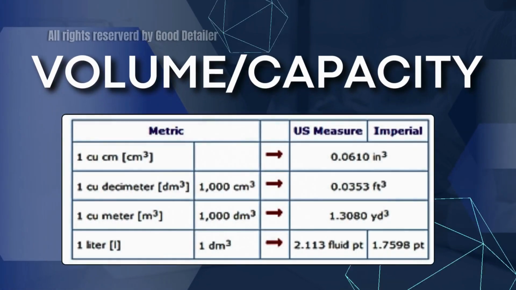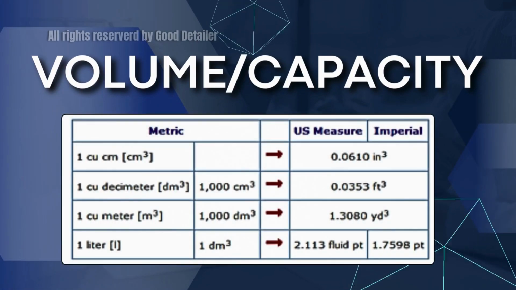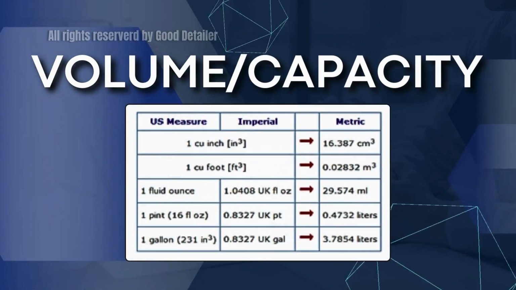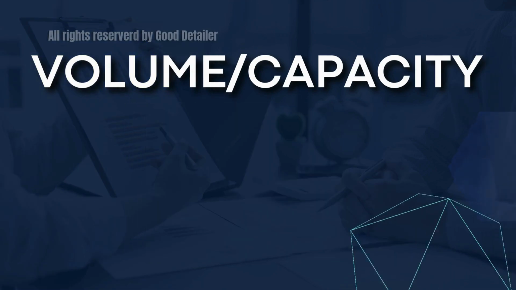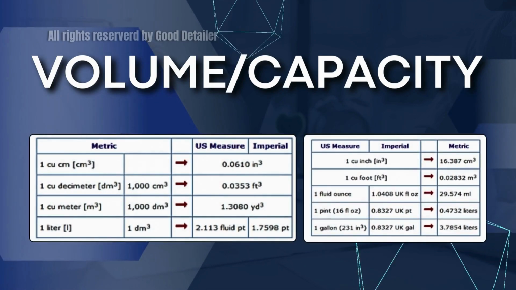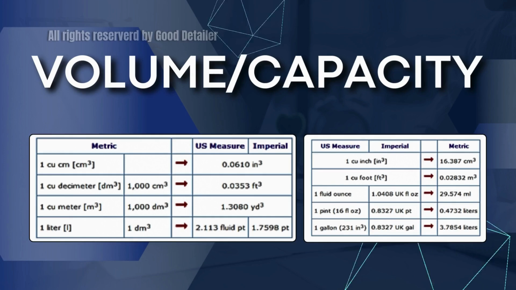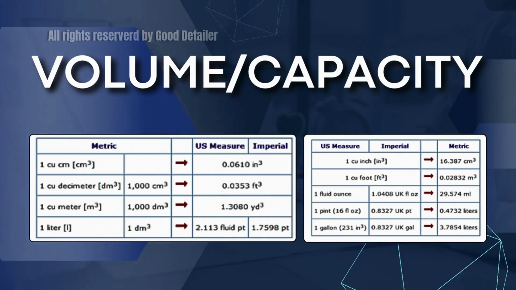Volume and capacity conversion chart shows how to convert between metric units, like cubic centimeters, cubic meters, and liters, and U.S. imperial units, like fluid ounces, pints, and gallons, making it easier to compare and measure different volumes across systems.